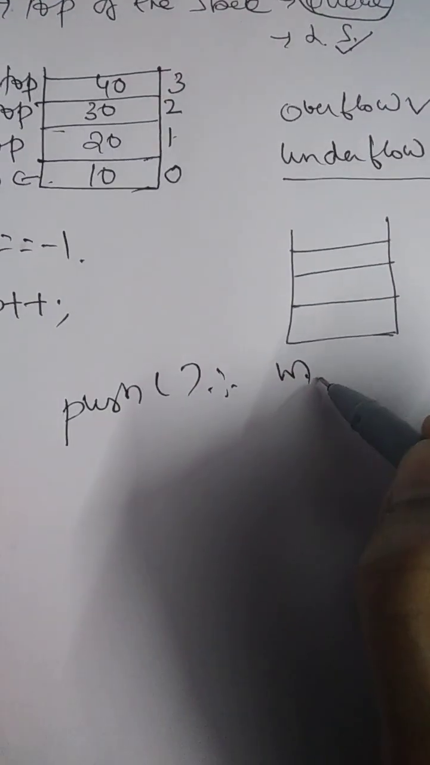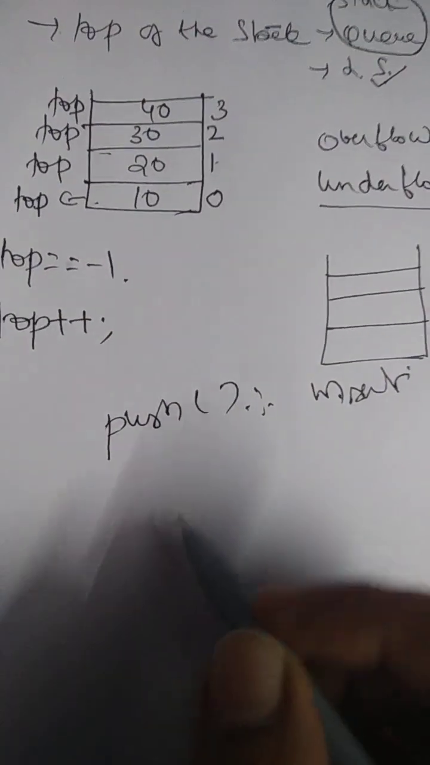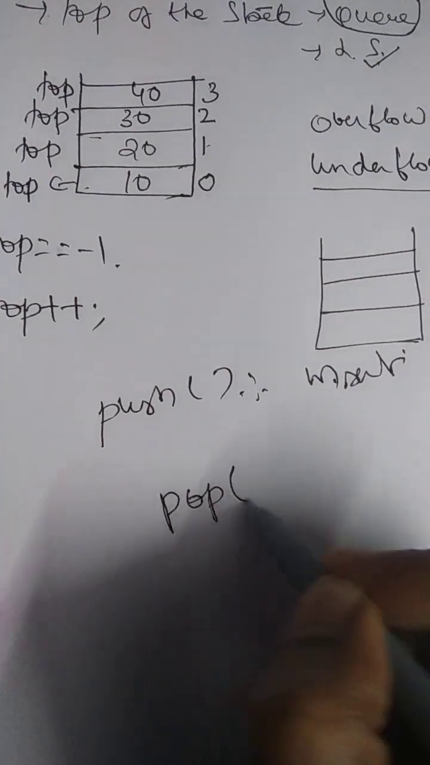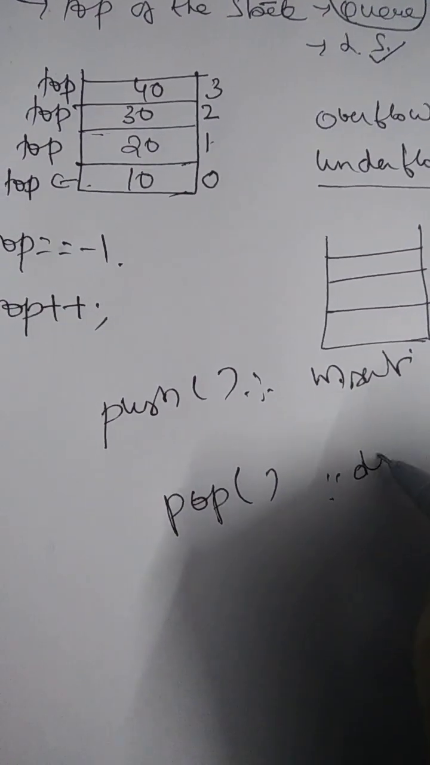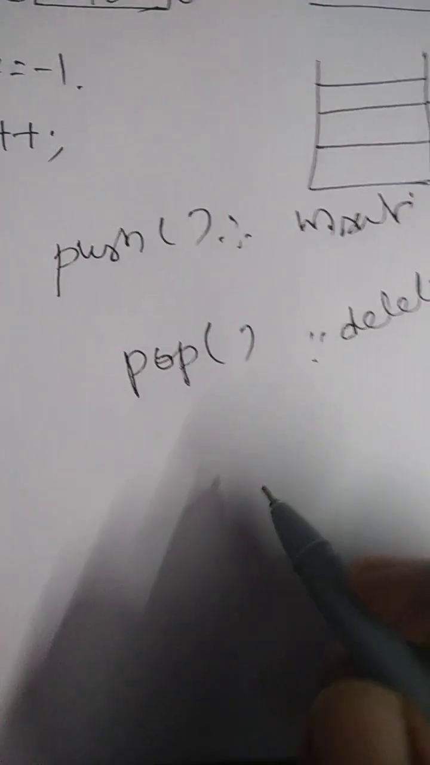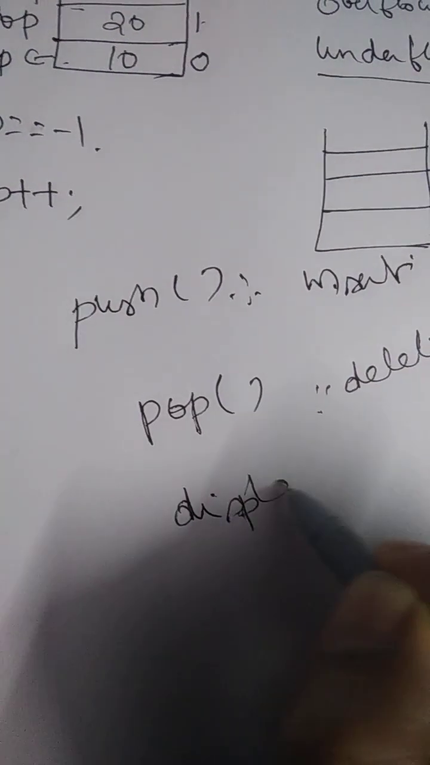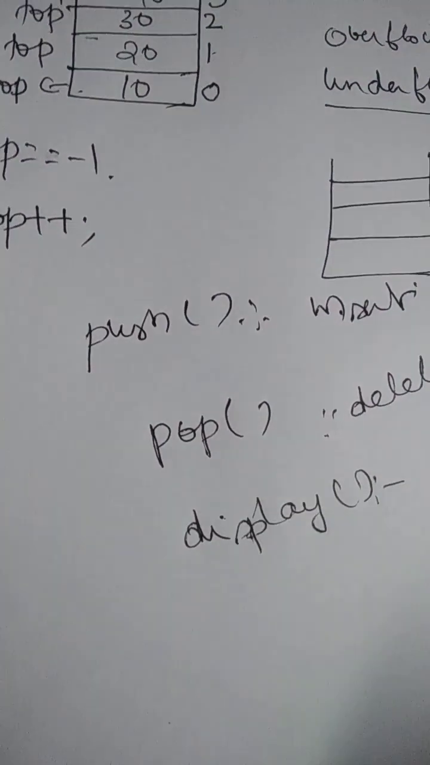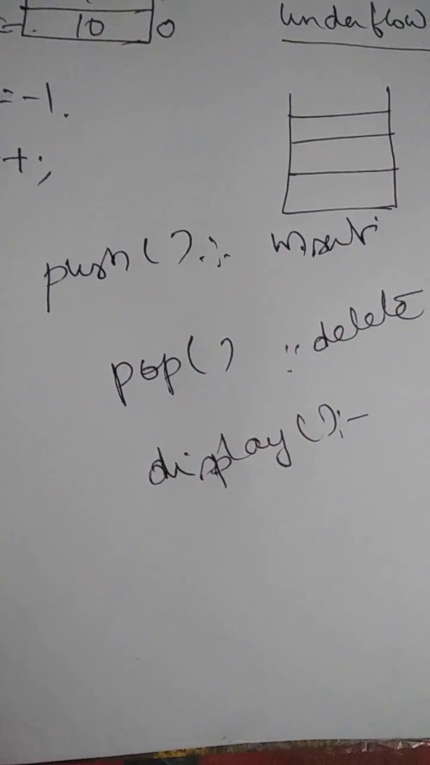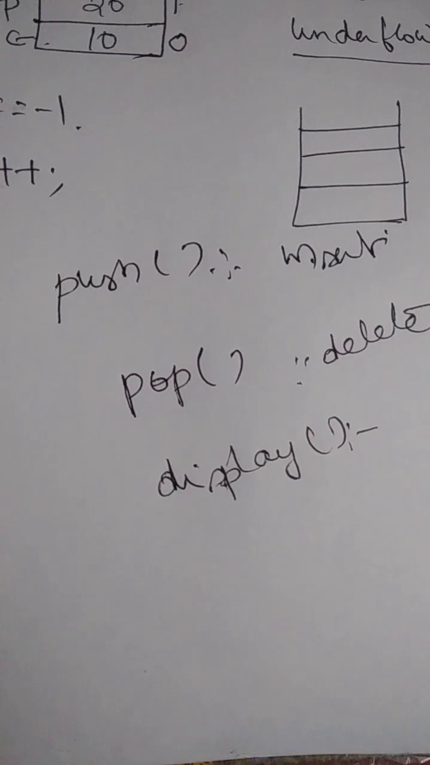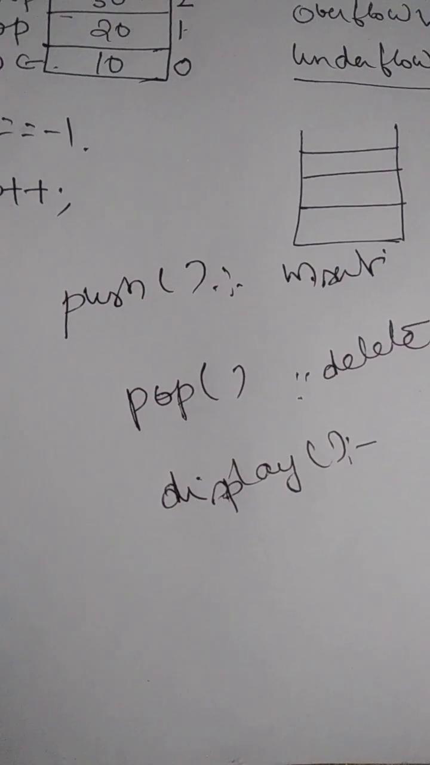Now we will see what operations you are going to perform on the stack. That is push operation. Push means inserting elements, and pop operation, you are deleting elements from the stack. Similarly, you will perform the operation called display elements. What are the elements in the stack?